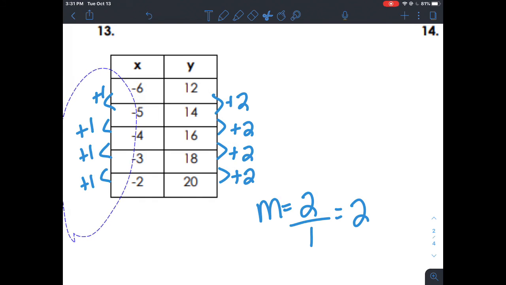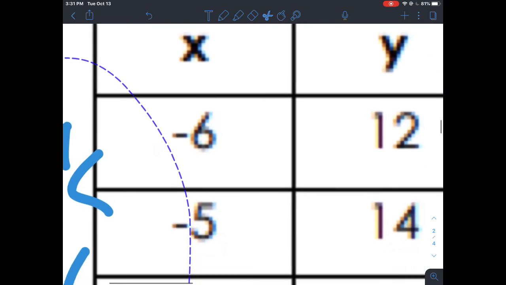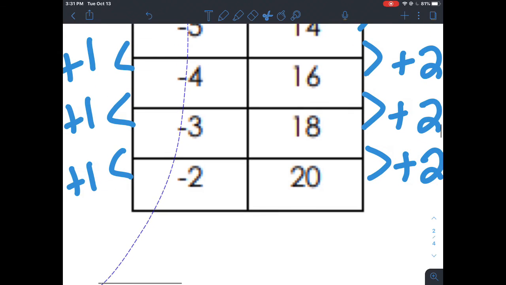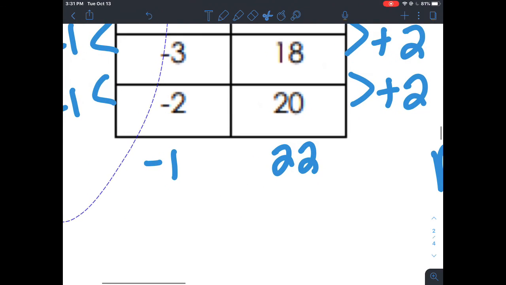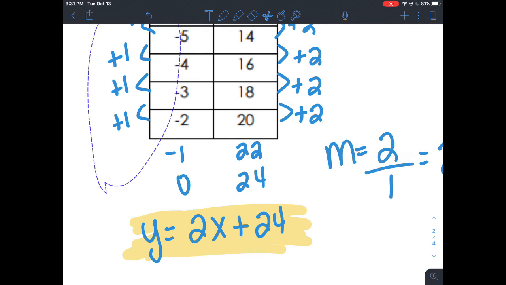If you remember what I said, the first thing I said pretty much about y-intercept is when x equals 0. Unfortunately, we don't have x equaling 0, but I can just continue the pattern. I can add 1 to the x's, add 2 to the y's. Got -1. Do it one more time so I get to 0. X equals 0, y equals 24. So my y-intercept is going to be that 24.